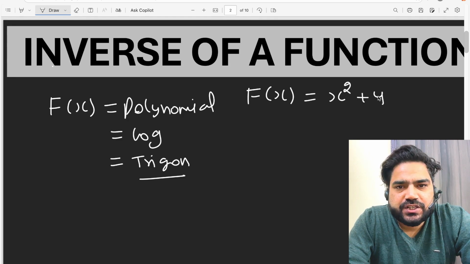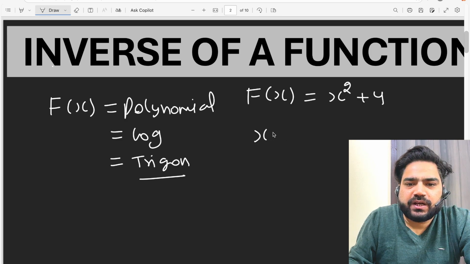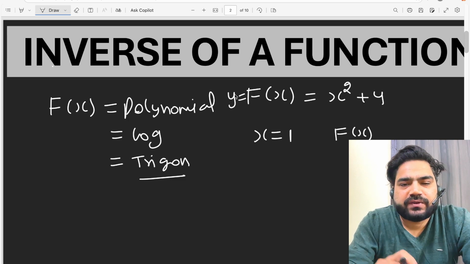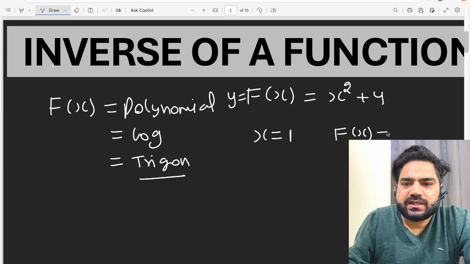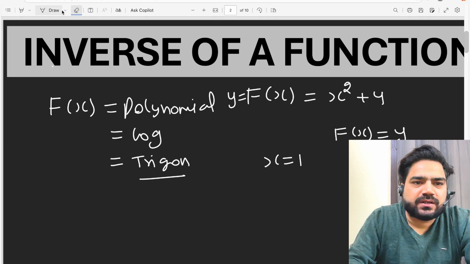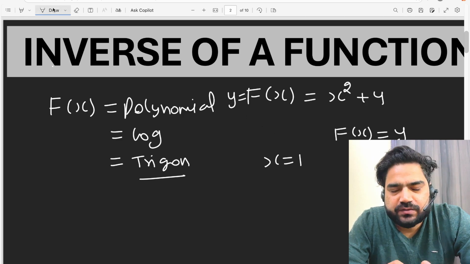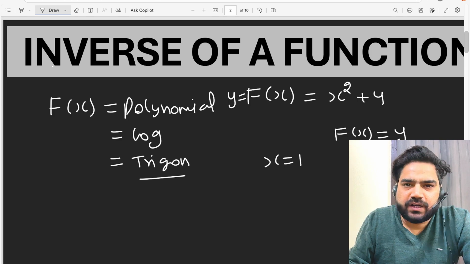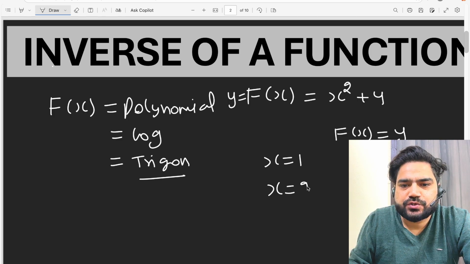Now in this function, if we put the value of x equal to 1, then the value of f(x), which you can also write as y, will be 5. So if x is 1, then the value of the function is 5. On different values of x we can find different values of f(x), or y. If x is 1, then y is 5, and if x is 2, then the value of this function will be 8.